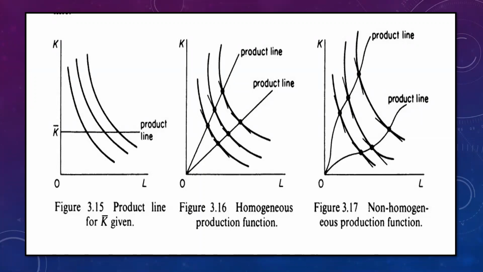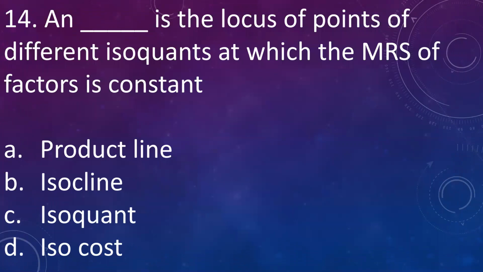Our next question is, dash is the locus of points of different isoquants at which marginal rate of substitution of factors is constant. A, product line, B, isocline, C, isoquant, D, isocost. And answer is isocline. At isocline, the MRS of factors is constant.